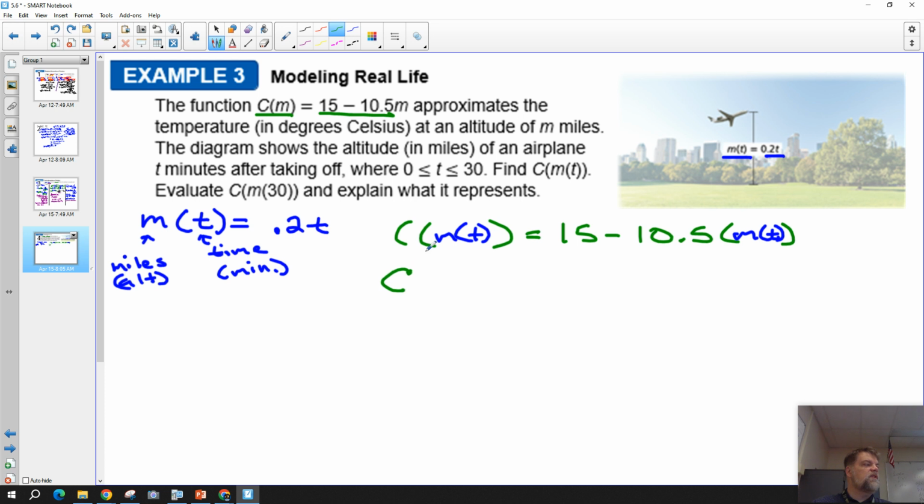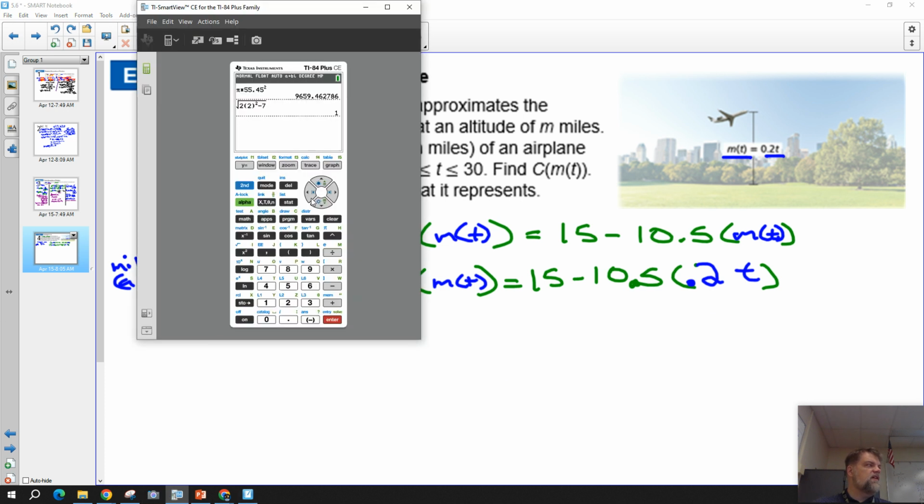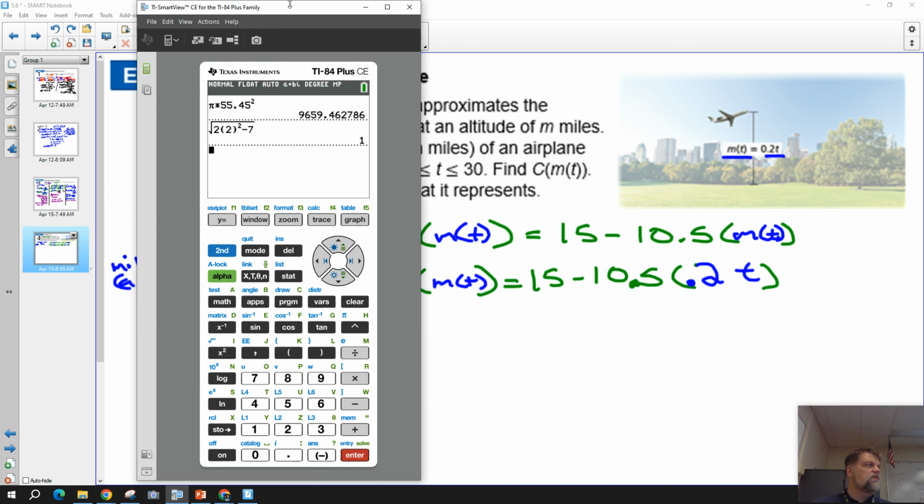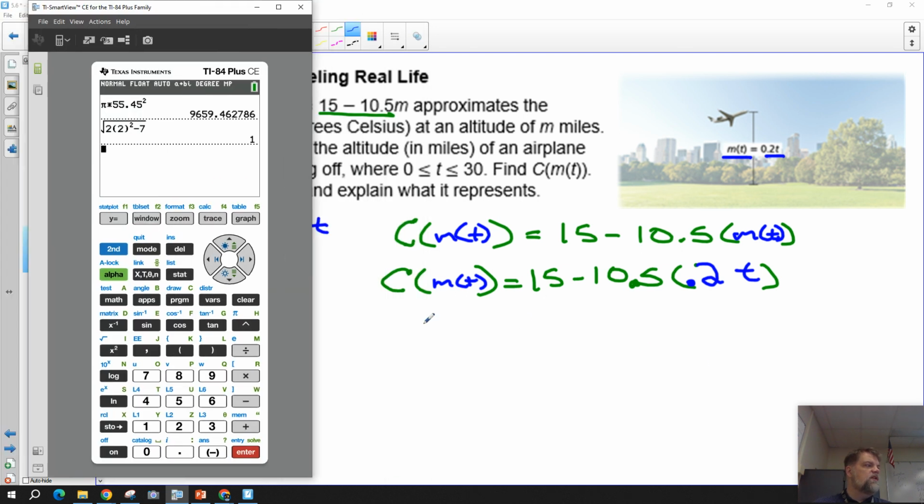So now we're going to say C of m of t is equal to 15 minus 10.5, and then I'm going to put something here in parentheses. What's m of t? 0.2 times t. And we'll probably need our fancy calculators. Let me fire mine up here. We're going to do some decimals and stuff in a second.